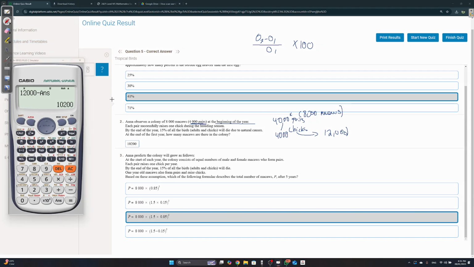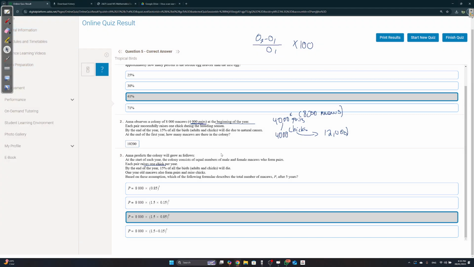Anna predicts the colony will grow as follows. At the start of each year, the colony consists of equal numbers of male and female macaws who form pairs. Each pair raises 1 chick per year. By the end of the year, 15% of all the birds will die. 1 year old macaws also form pairs and raise chicks. Based on these assumptions, which of the following formulae describes the total number of macaws P after 5 years?